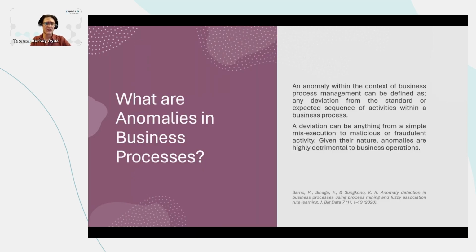Before continuing, I'd like to start by explaining what exactly business process anomalies are. An anomaly within the context of business process management can be defined as any deviation from the standard or the norm for a given business process workflow. These deviations can be anything ranging from a simple employee mishap to any fraudulent activity within a given business.